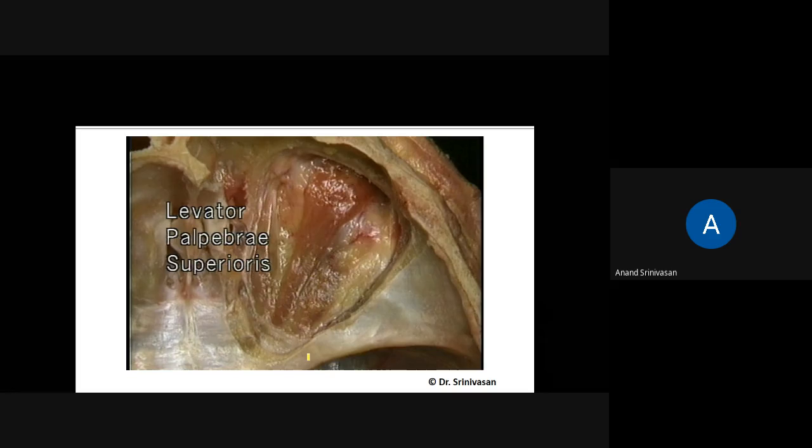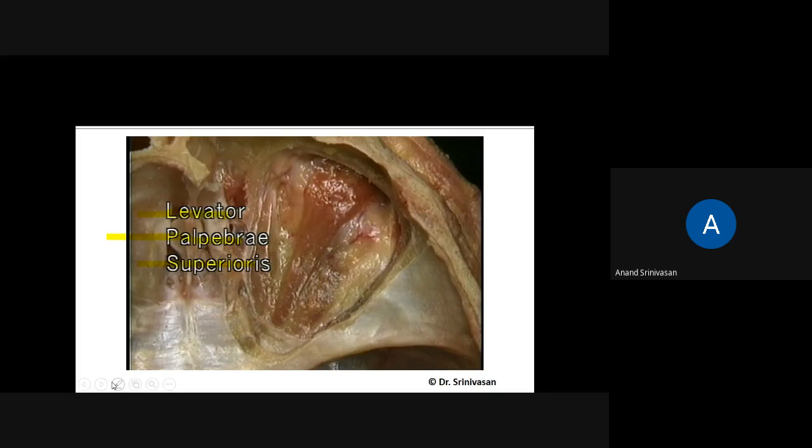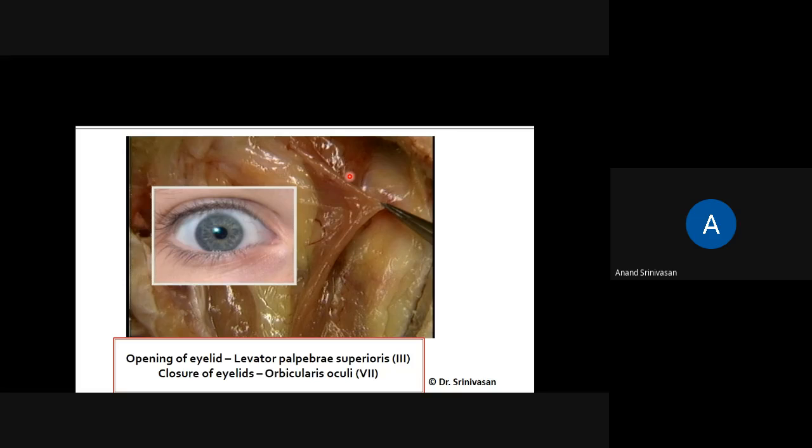Now let's see the eyelids. So this was the one which we were saying, levator palpebrae superioris. Levator means elevation, palpebrae means eyelid, and superioris. They are present above the superior rectus. Okay, so you can see the superior rectus here. Just above the superior rectus, the levator palpebrae superioris is present.